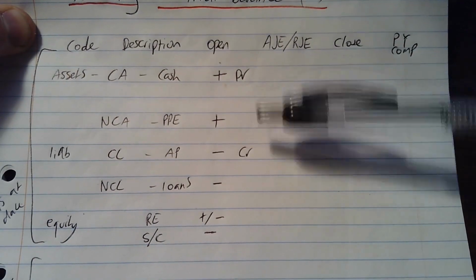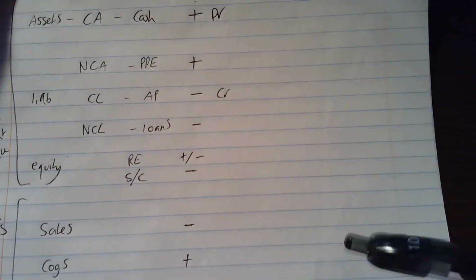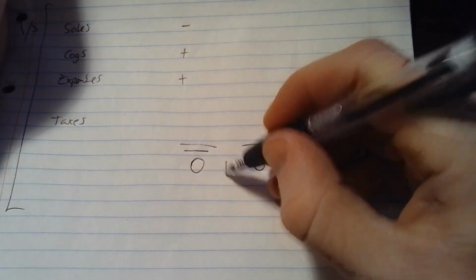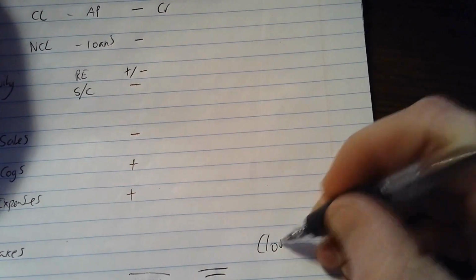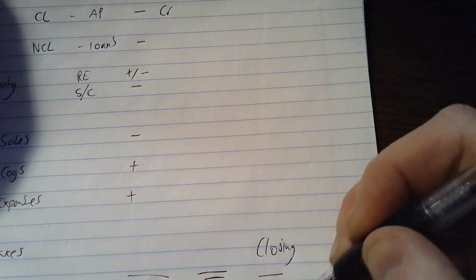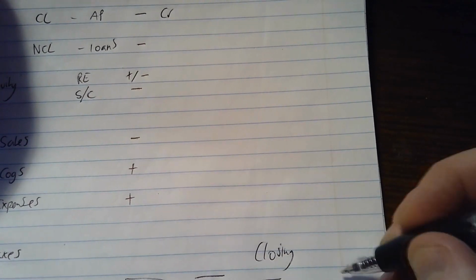Your debits need to match your credits. Your adjusting journal entries are going to be summarized here and should also equal 0. 0 plus 0 must mean that the closing balance is also 0. Prior year should also be 0 too.